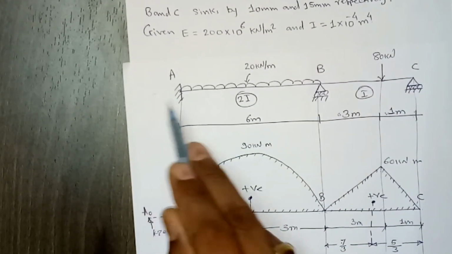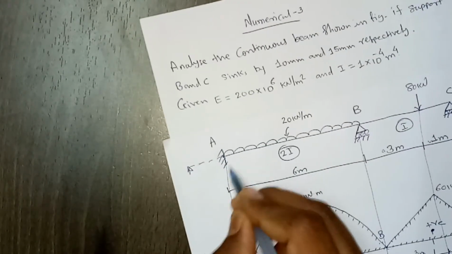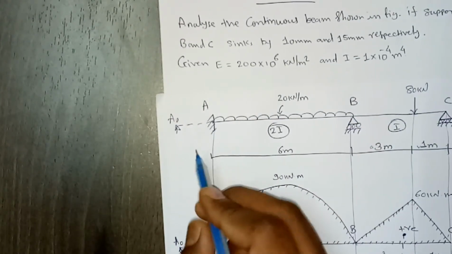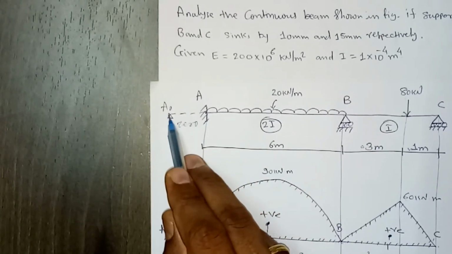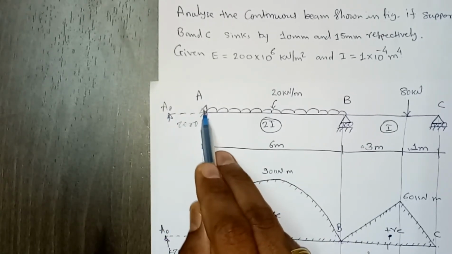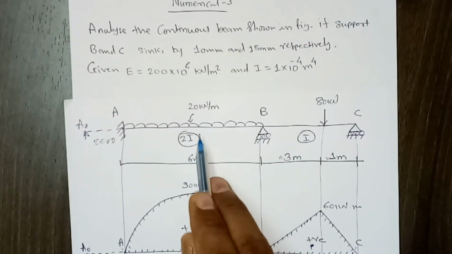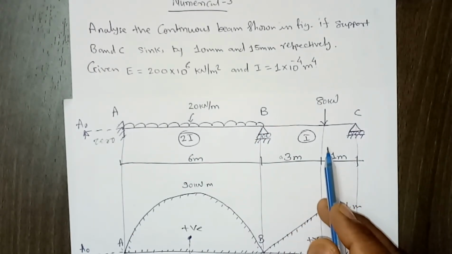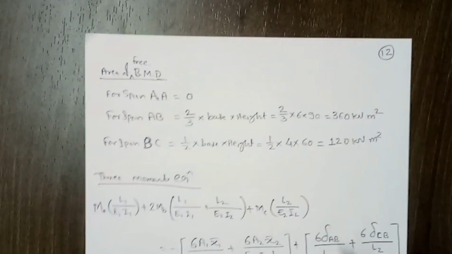Instead of fixed support we will be assuming the imaginary span of 0 length, right? So now we have to use Clapeyron's 3-moment theorem for A0 to A and AB. For this span we'll be using it the first time, and then we'll be using it for AB and BC, these 2 spans. So we have to use Clapeyron's 3-moment theorem 2 times, right? So we'll write down Clapeyron's 3-moment theorem 2 times.